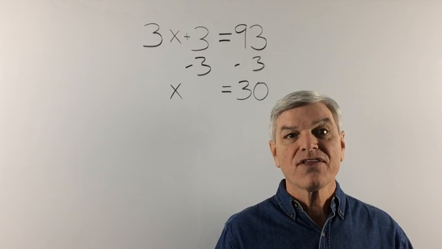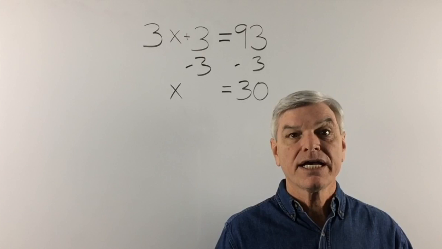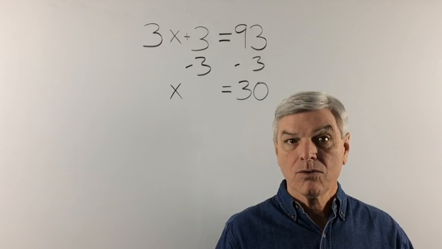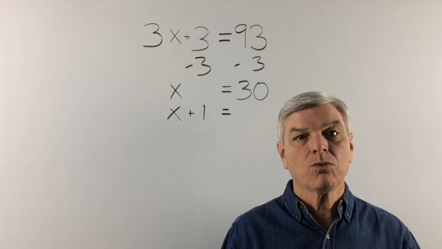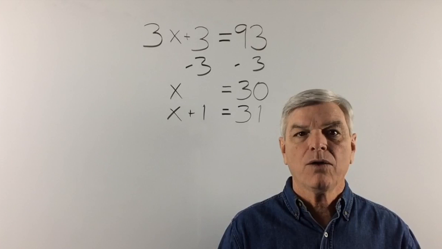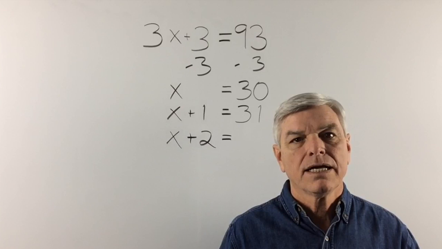So what is the first integer? Well, the first integer was x. What was the second integer? That's right, the second integer was x plus 1. What is x plus 1? Well, 30 plus 1 is 31. And what is the third integer? The third integer was x plus 2. 30 plus 2 is 32.